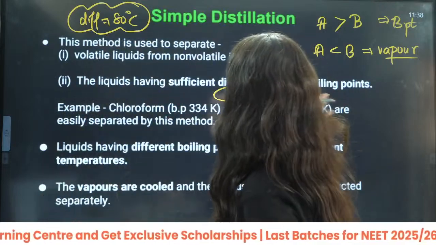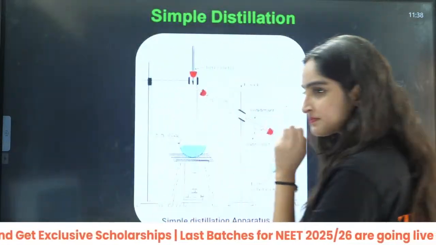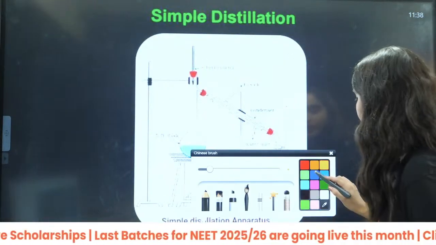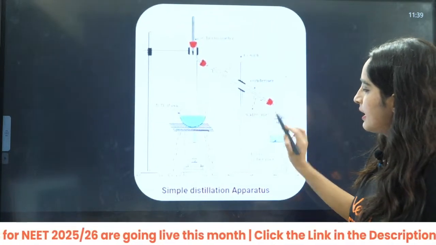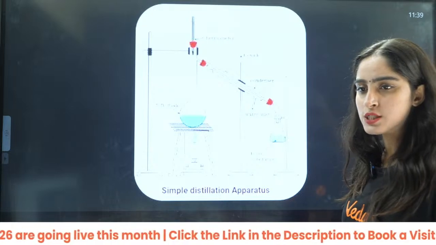So now let us see how to apply this distillation. Beta, are you able to see this, everybody? Are you able to see this? Is this visible to all of you?